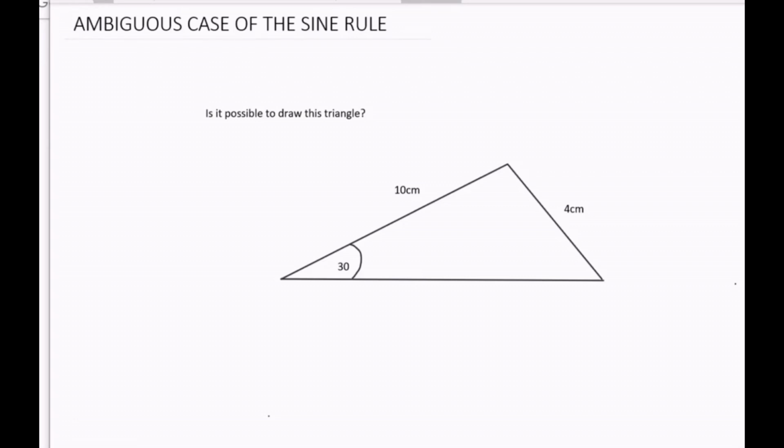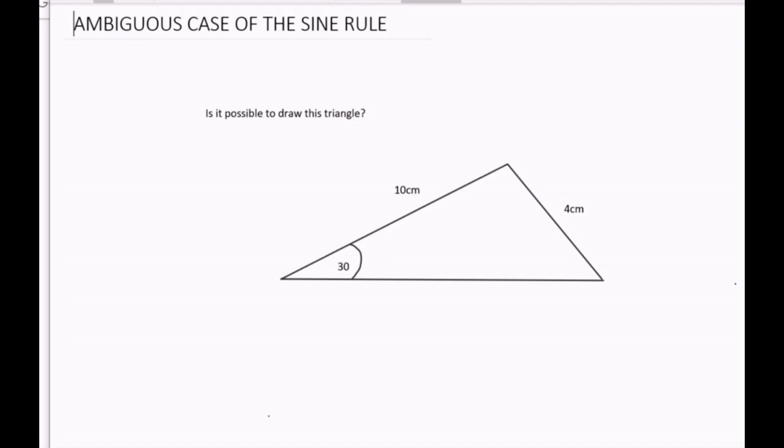This video is going to be about the ambiguous case of the sine rule. Why do we need this? Well, it turns out that from the same initial information, you can sometimes draw more than one triangle. So first of all, let's look at this situation we've got here. We've got to work out whether we can actually draw a triangle with these dimensions.